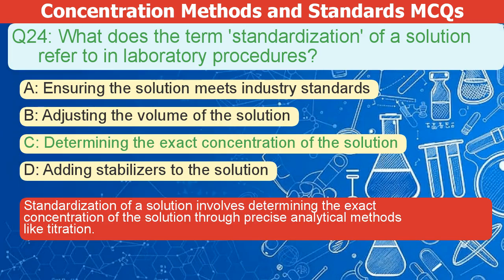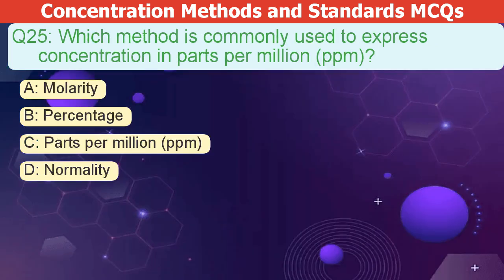The correct answer is C. Standardization of a solution involves determining the exact concentration of the solution through precise analytical methods like titration. Which method is commonly used to express concentration in parts per million, ppm? A. Molarity. B. Percentage. C. Parts per million, ppm. D. Normality.